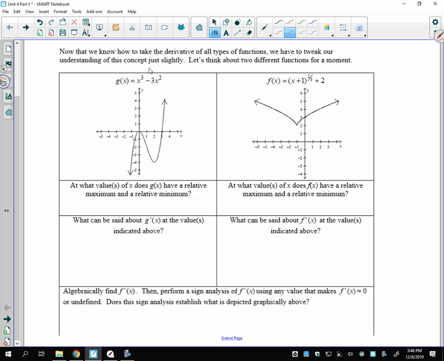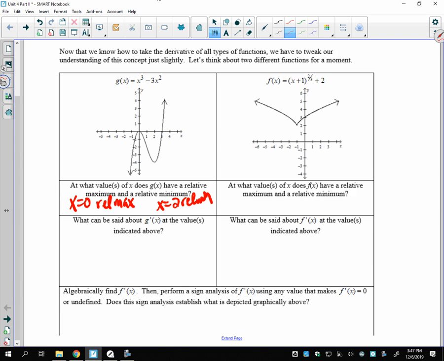And so it says at what values of x does g of x have a relative maximum or a relative minimum? Remember, that's going to occur at the turning points of the graph. So we can just look at this, hopefully, and know that x equals 0 is a relative max, and at x equals 2, it's a relative min.